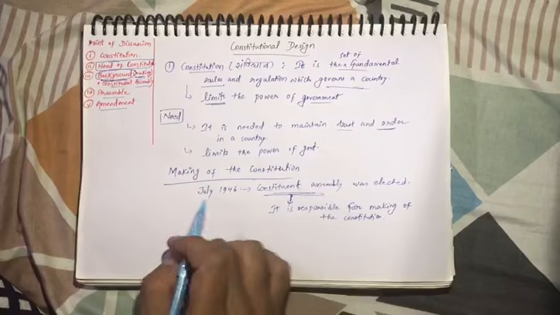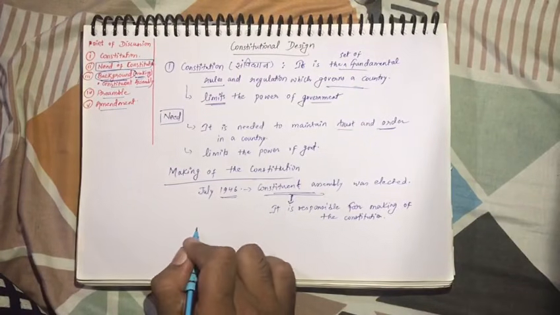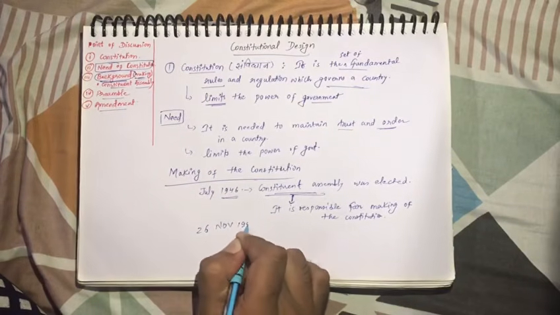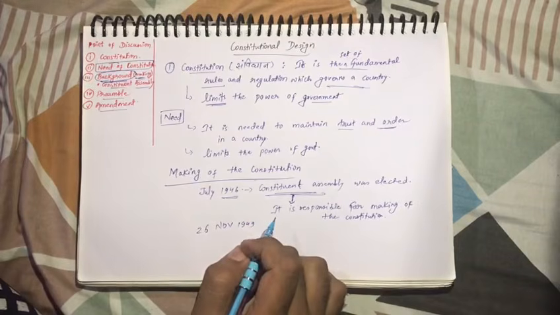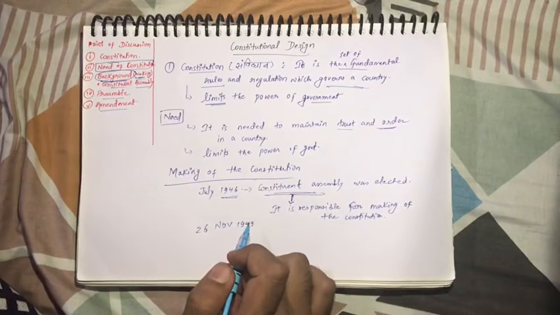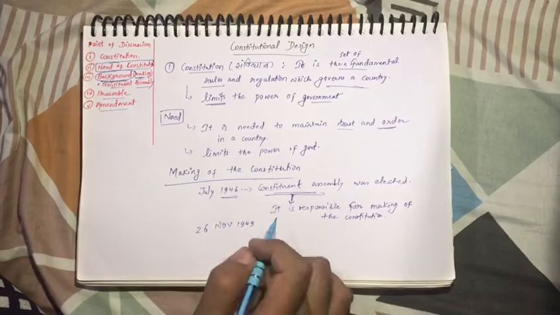The Constituent Assembly was made in July of 1946. It completed its work on 26 November 1949. So you can see the time gap is about 3 years and some months and some days.